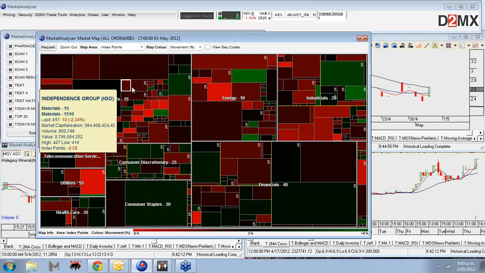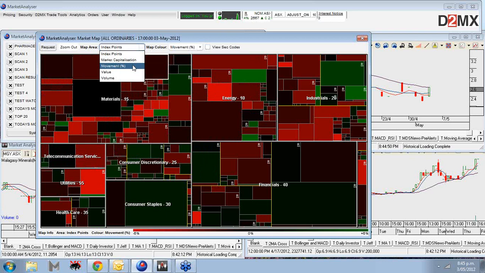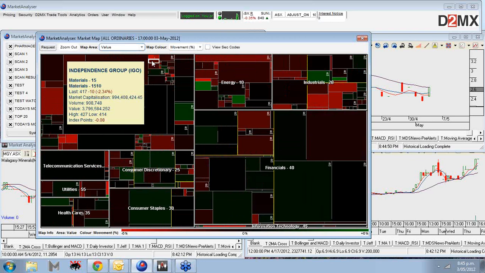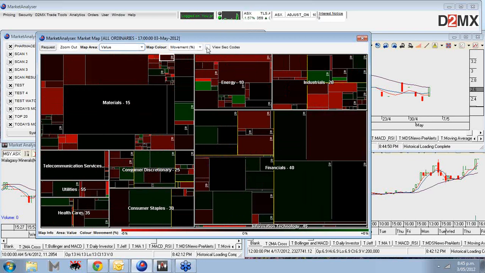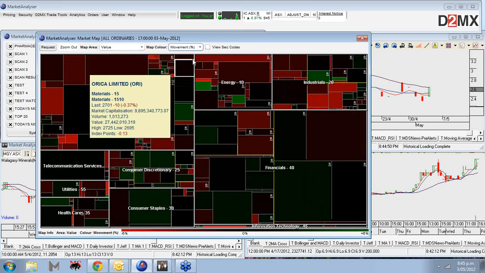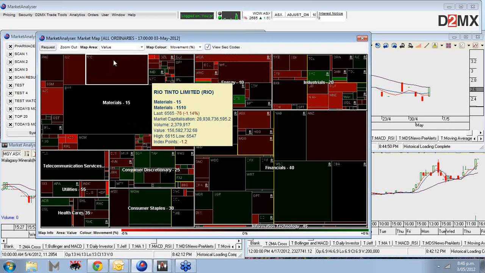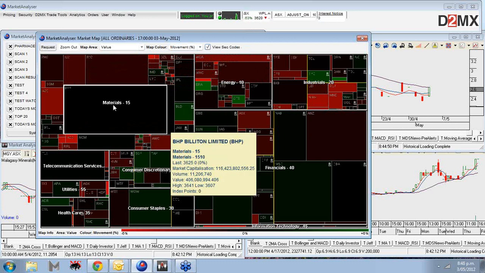And with this we can set up the way that we're looking for it. We're looking for movement as a percentage, or we can set up the area of the boxes as either by volume, value, or movement as a percentage. We'll use value traded today, and then the color can be set up either as index points or movement as a percentage. We can actually view the security codes and see the actual shares on the blocks here.